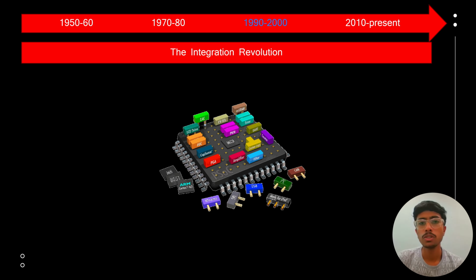The integration revolution happened in the 1990s to early 2000s. This era focused on shrinking the front end. Instead of having a board full of chips, the designers moved towards system on chip architecture. Analog IC design could no longer exist in a vacuum. The challenge was to place analog amplifiers right next to noisy digital microprocessors without any interference.